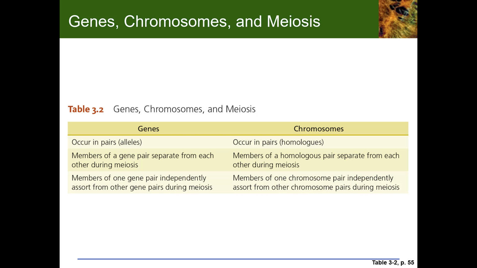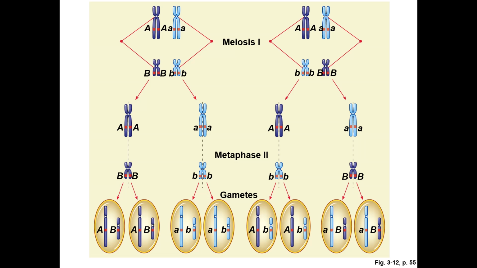So here you can see genes, chromosomes, and meiosis, table 3.2. Genes occur in pairs known as alleles. On chromosomes, they occur in pairs, but they're called homologs. Next, members of a gene pair separate from each other during meiosis, and for chromosomes, members of a homologous pair separate from each other during meiosis. And the third grouping: members of one gene pair independently assort from other gene pairs during meiosis, and on chromosomes, members of one chromosome pair independently assort from other chromosome pairs during meiosis.